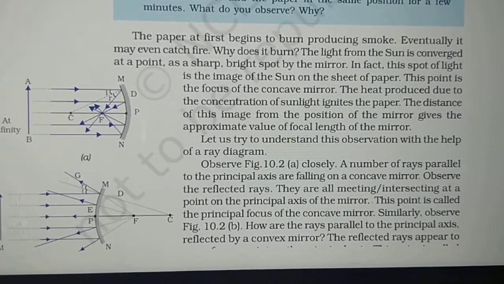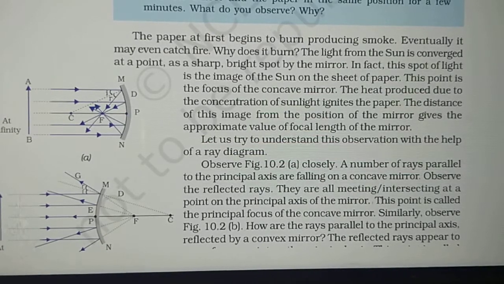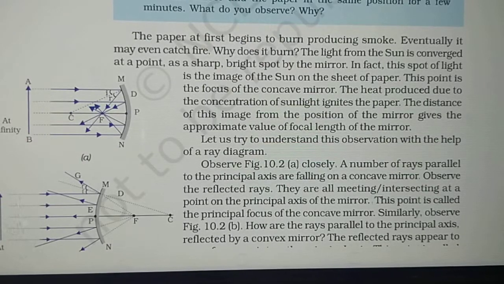The paper at first begins to burn, producing smoke. Eventually it may even catch fire. Why does it burn? The light from the sun is converged at a point as a sharp bright spot by the mirror. In fact, this spot of light is the image of the sun on the sheet of paper. This is the point of focus of the concave mirror. The heat produced due to the concentration of sunlight ignites the paper. The distance of this image from the position of the mirror gives the approximate value of the focal length.